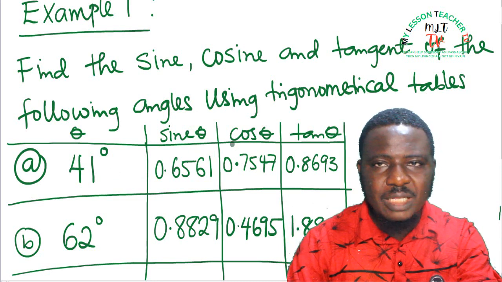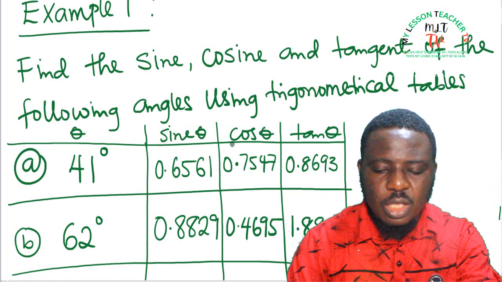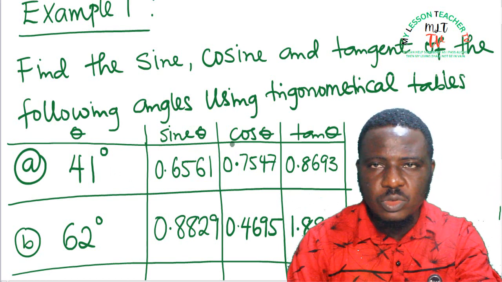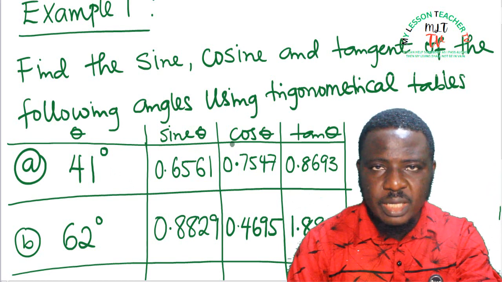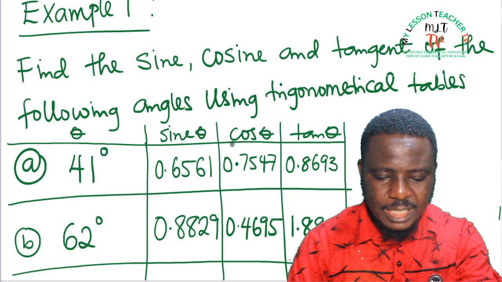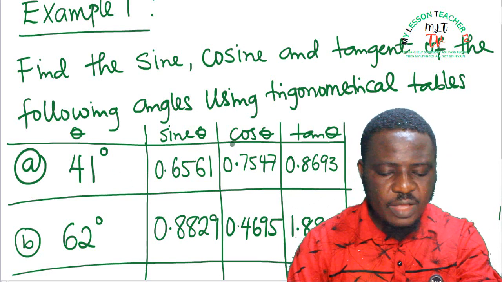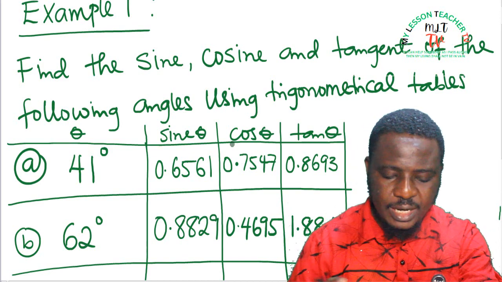So this is what it means, and we are able to get this using the trigonometrical tables. You can download the trigonometrical tables from the internet, or you can check at the back of any mathematical textbooks and you find them there.